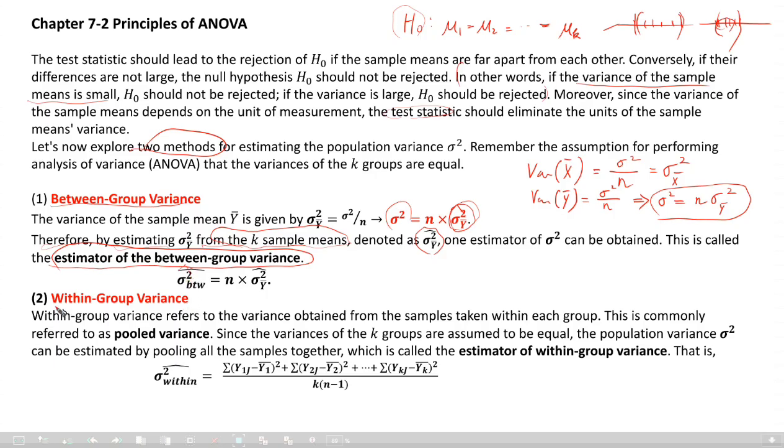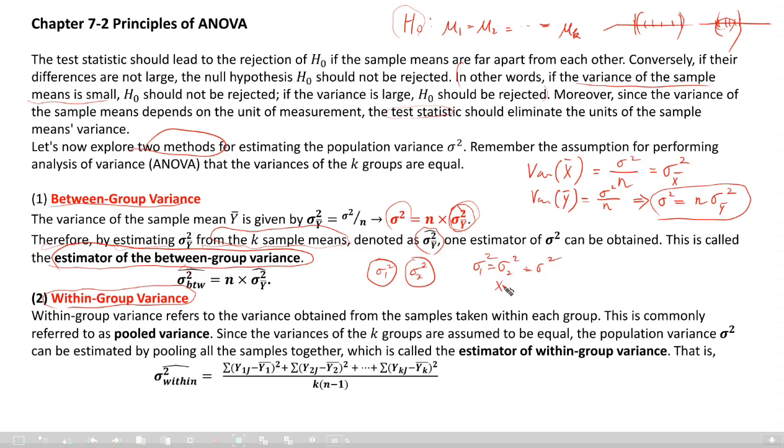Okay, second, within group variance. Within group variance is the real variance estimator. We studied two independent groups, the difference between the means of two groups. In that case, I say sigma 1 square and sigma 2 square are equal to sigma square, the same. The variances of the two groups are the same, so I don't need a subscript here, just sigma square.